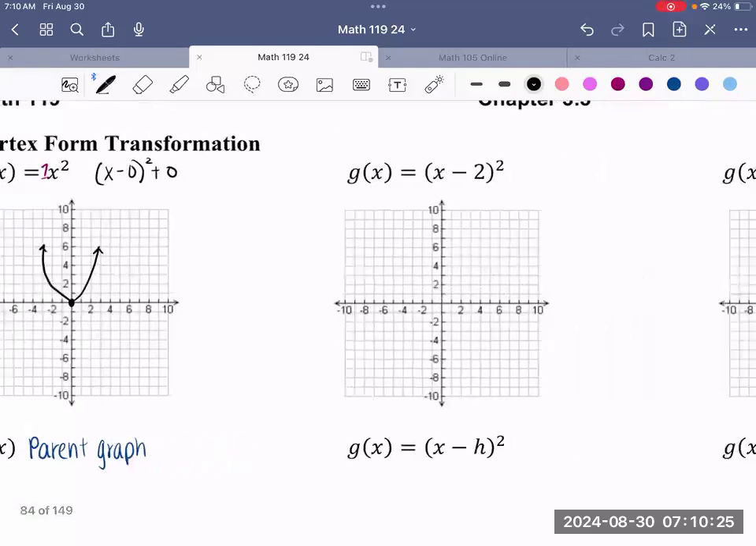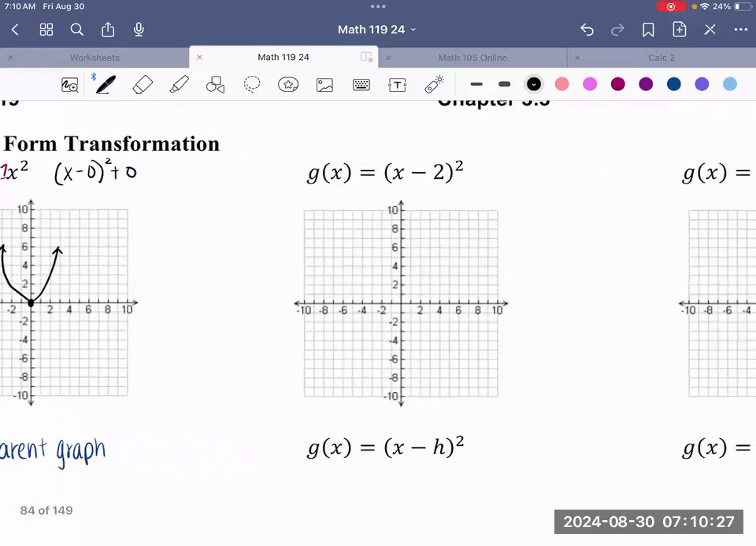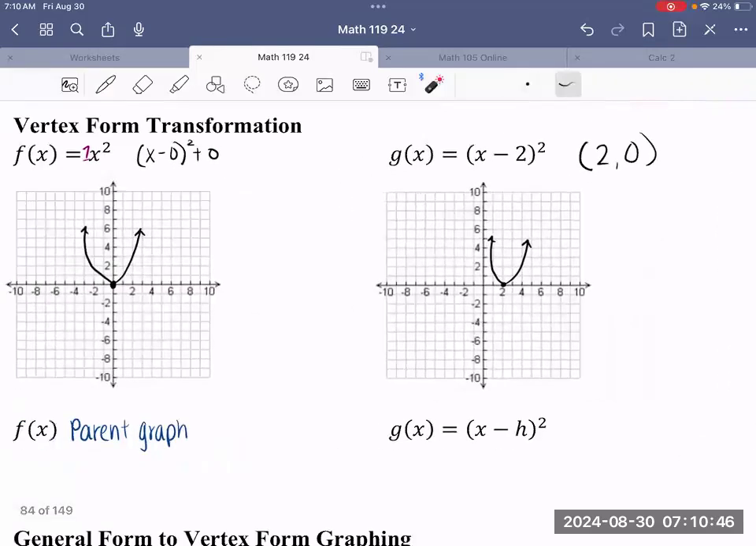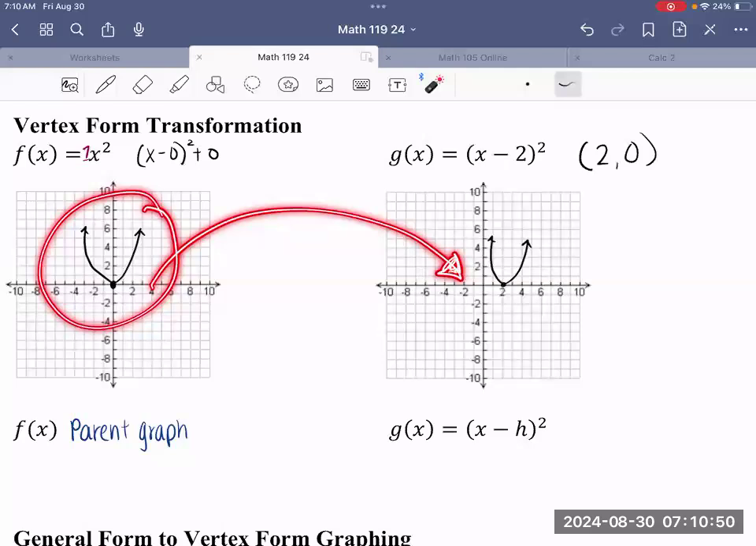Now next here, we have (x - 2) squared, meaning that your vertex here is at (2, 0). So (2, 0) over here. And again, just a quick graph. Now, how did this first graph then transform to the other graph?